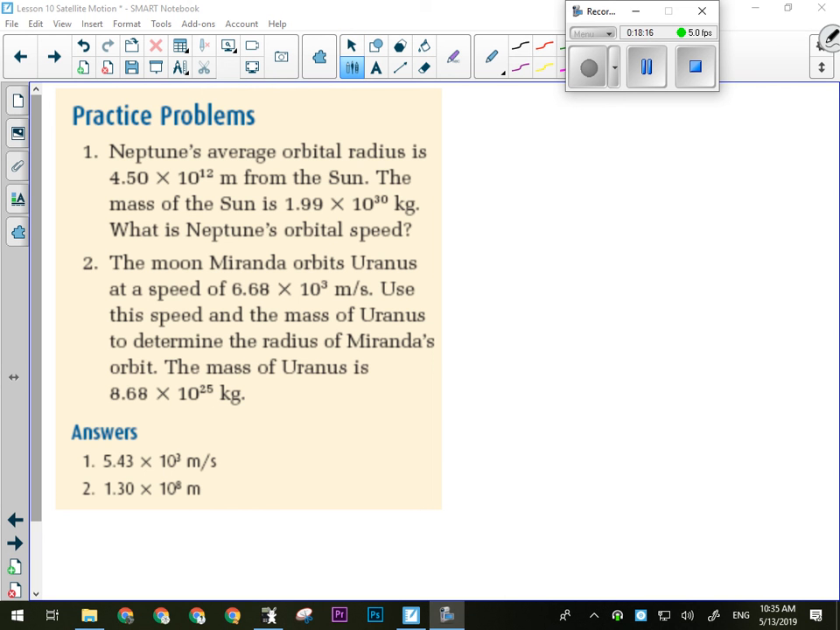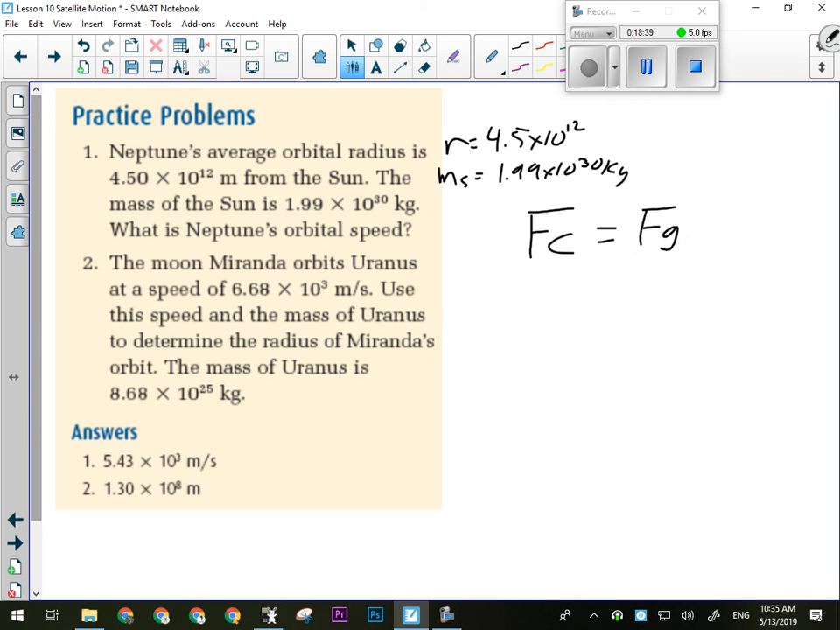All right, so we got Neptune's average orbital radius. They gave us R, and it was 4.5 times 10 to the 12 meters, so quite a bit further than Earth. And we know the mass of the sun, 1.99 times 10 to the 30 kilograms. What keeps Neptune in orbit as a centripetal force is the gravitational attraction between Neptune and the sun. So that means mv squared over r equals big G times the mass of the sun times the mass of Neptune divided by the radius of Neptune's orbit squared.